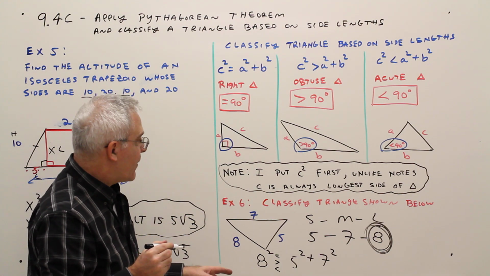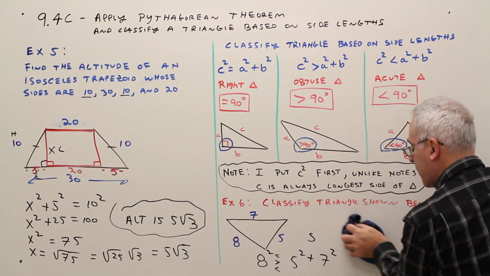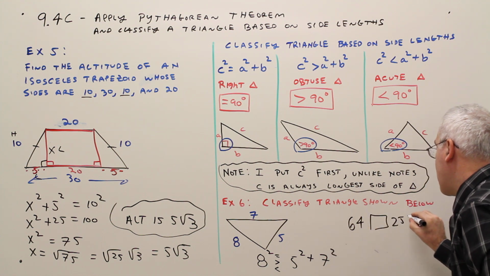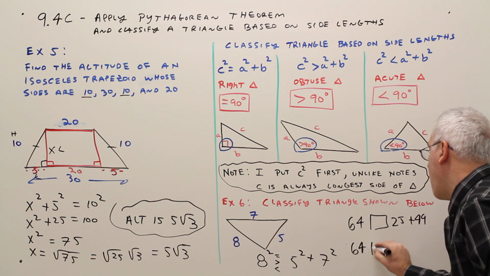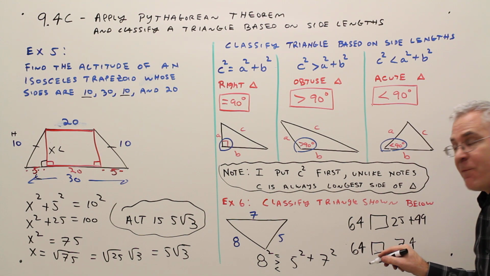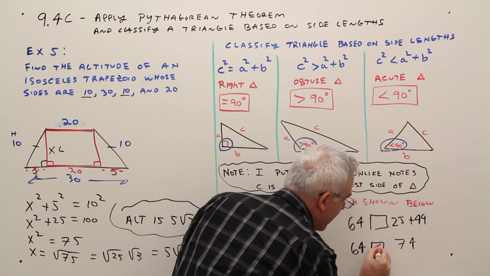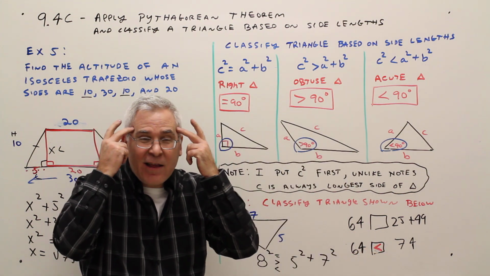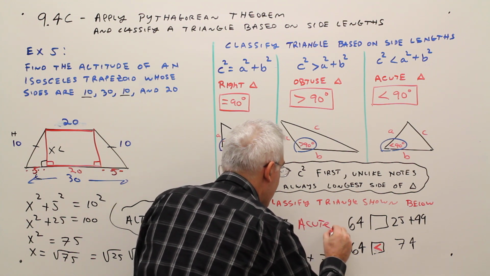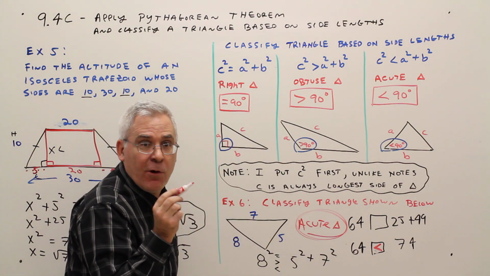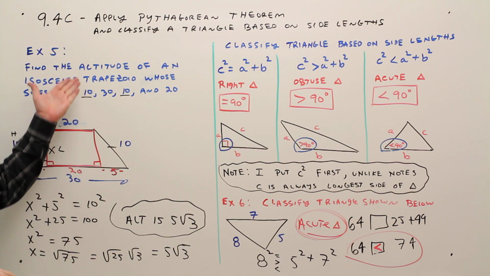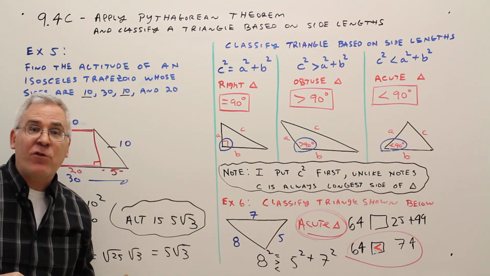All right, so I'm just going to work that out. I'm kind of running out of room, so I'll erase over here. So now it's going to be, how does 64 compare to 25 plus 49? How does 64 compare to, what do we have here? 74. Well, 64 is less than 74. So then when I see that less than sign, I think of less than 90, and I think of acute. So the answer to my problem is, it's an acute triangle. Again, on a quiz or homework or test, don't just guess. We need to see that, and we need to see the work. Okay, so there you have it. An application of the Pythagorean theorem, and then classifying a triangle based on side lengths.